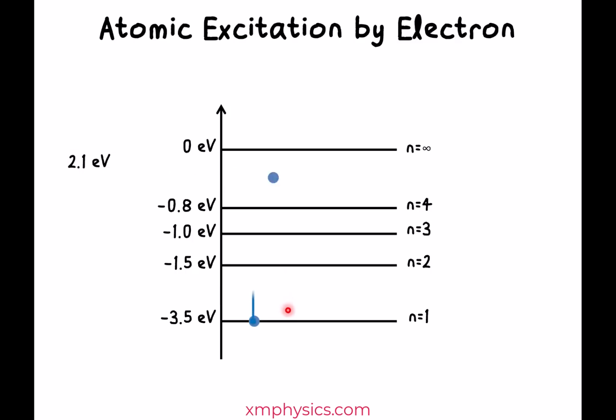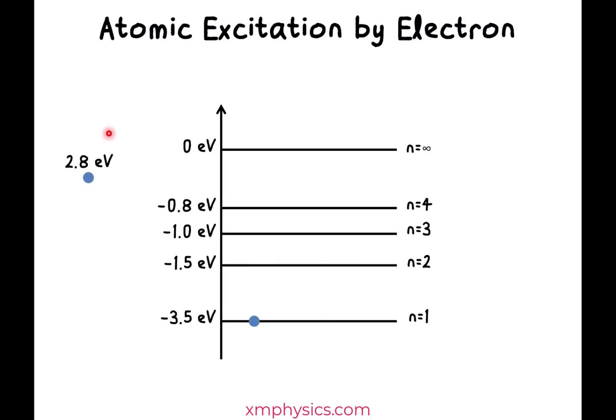Now it's possible to excite the atom to go from n equals 1 to n equals 2 after it absorbs 2 electron volts of energy from this electron. So this electron will keep 0.1 electron volts of Ke. This is called a scattered electron. Now the atom is at n equals 2, so when it de-excites, it will emit a photon of energy 2.0 electron volts.